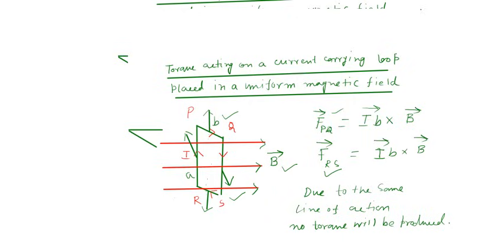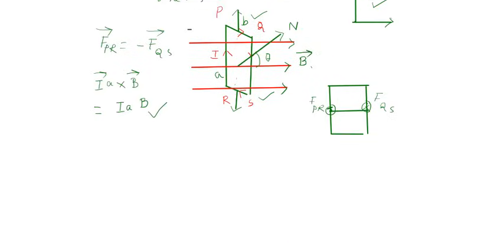So, what will be the magnitude of the forces FPR and FQS? You can see the magnitude will be IAB. Again, it will be IA cross B, and whatever may be the orientation of the loop, these two forces will always be perpendicular to the magnetic field. So the angle between them will always be 90 degrees, so the magnitude of the force will be this.